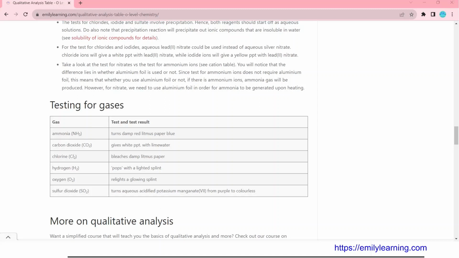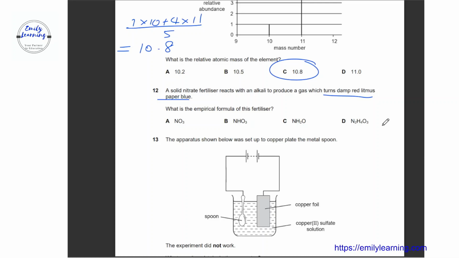So now that we know that ammonia gas is being produced, let's take a look at the question again. This solid nitrate fertilizer reacts with alkali to produce a gas that turns damp red litmus paper blue, and this gas is ammonia. So you put alkali and heat it and you produce ammonia. You did not add any aluminum foil or the Devarda's alloy. So in other words, it is the ammonium that produced the ammonia gas. Take note of this.